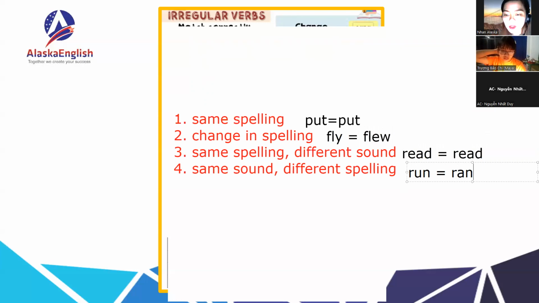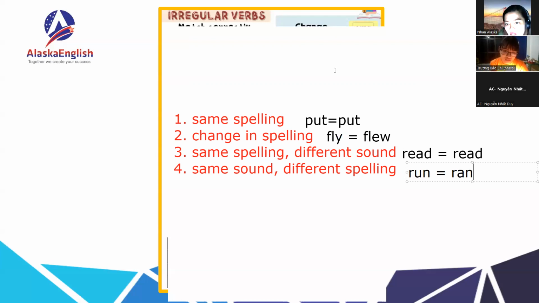Yeah. So this is the reason why they are called irregular verbs. They are called irregular verbs because, compared to the regular verbs wherein we just add D or ED to the end of the word, this one is very complicated. It follows a lot of rules. We are following four rules, which is a bit complicated.